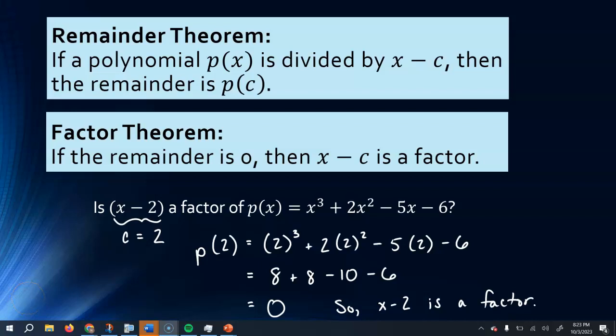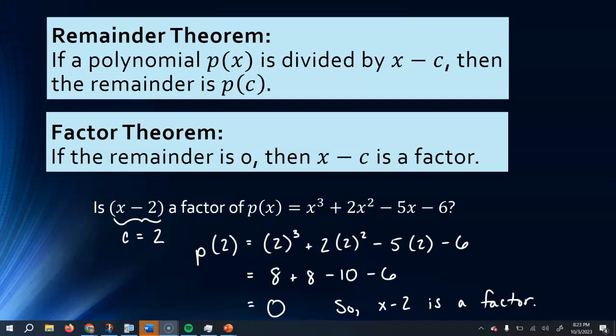All right, so in this video we're going to be looking to see how we can use synthetic division to help us factor a polynomial. But before we do that, we need to learn about some other theorems. One is the remainder theorem that says that if a polynomial, call that p of x, is divided by a linear polynomial like x minus c, then the remainder is p of c. So we'll make sense of that here in a little bit.